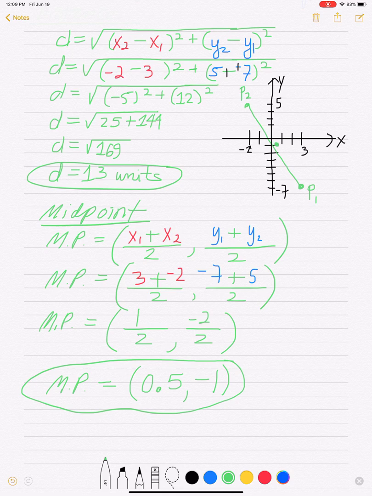So I guess I didn't draw my green line super good. Let me draw it one more time. So the P1 and P2 should go right through that. And that's the midpoint right there. That's the MP right there. 0.5 comma negative 1. All right, FYI.